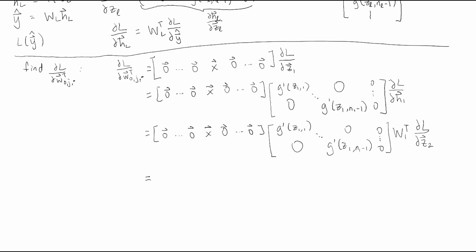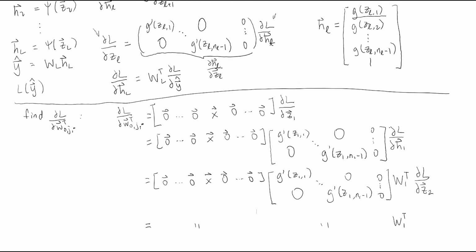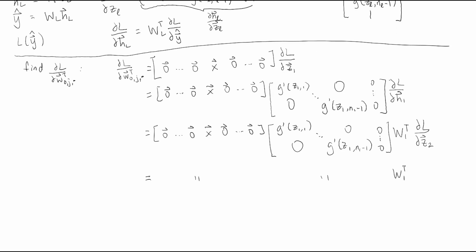So maybe now I don't want to write everything out, but this is the same, the matrix with all zeros except for one column. And then that's going to be the same. And then we're still going to have the W1 transpose. And then now we're going to expand out this partial L partial Z2. So for that one, we're going to be looking here again. So that's going to give us this diagonal matrix.